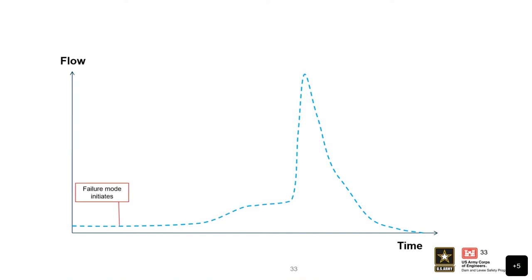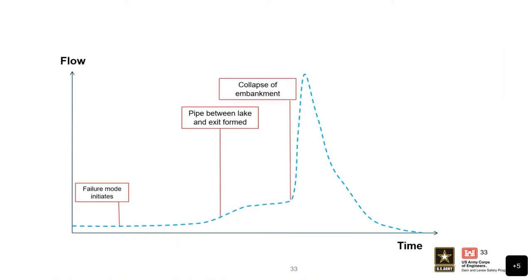You have your failure mode initiation, which could have been days, weeks, months, years out in the past. But at some point, it's going to progress far enough that you can start to see an uptick in the flow through that breach. You've got a pipe that forms between the lake and the exit. And it's going to continue until you get a collapse of the embankment. And then you really have a large uptick in your hydrograph. From a hydraulic modeling perspective, if you're talking about a tool like HEC-RAS, when you're feeding a breach model there, that's what they talk about as the breach initiation. That's what we put into your hydraulic model.